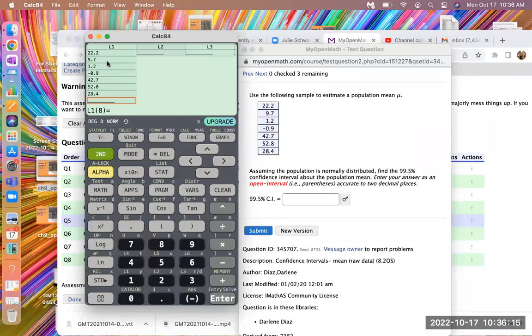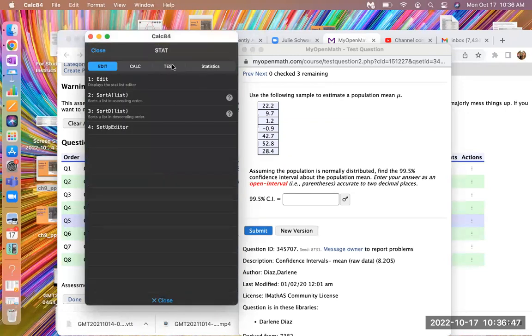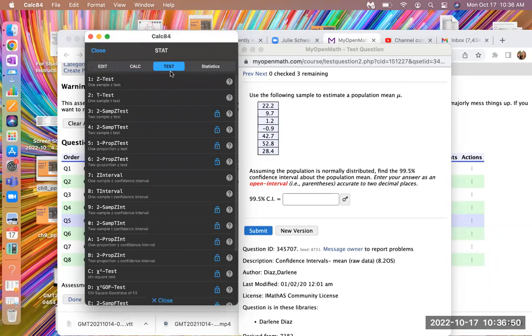Let me just look and see: 22, 9.7, 1.2, negative. Yeah, I wonder if I used the right negative in there. Sometimes if you don't use the right negative sign, that can give you issues. So let me delete that one. It doesn't matter if I put this on the bottom. It's okay, the order doesn't matter. So negative 0.9, let's just make sure that that's okay. 42.7, 52.8, 28.4.